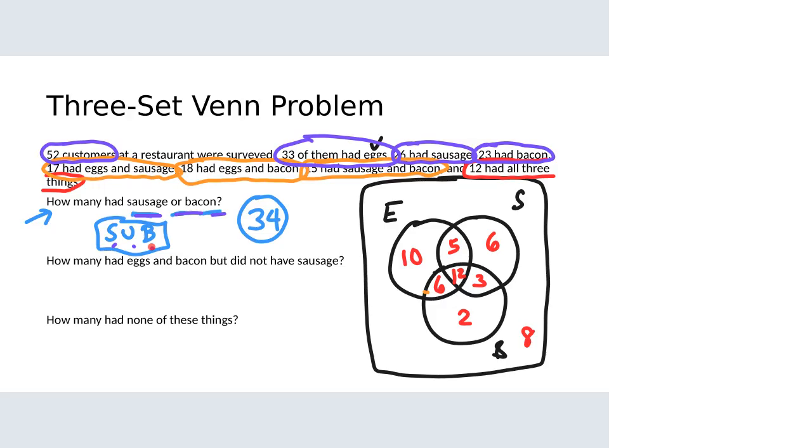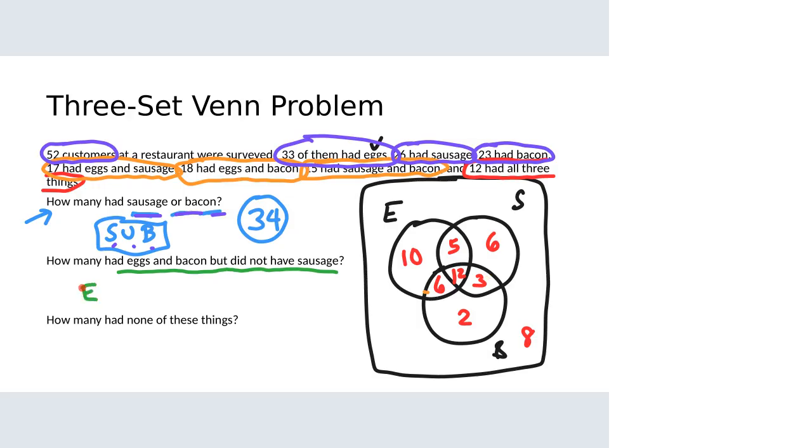That's important. Okay. The next one says, how many had eggs and bacon but did not have sausage? You don't have to write this way. Oh, why is the 5 included? It's on the egg with sausage. Celia, it's because anybody who had sausage, we count them. Some of them had eggs. Some of them didn't. That's okay. If they had sausage, we count them because that's how union works. Perfect.